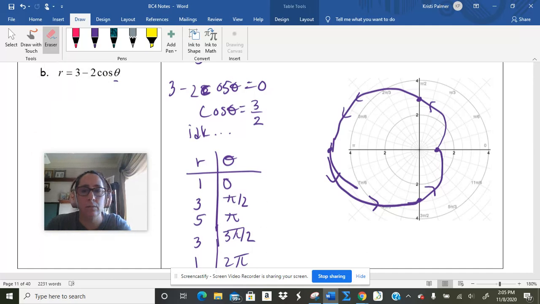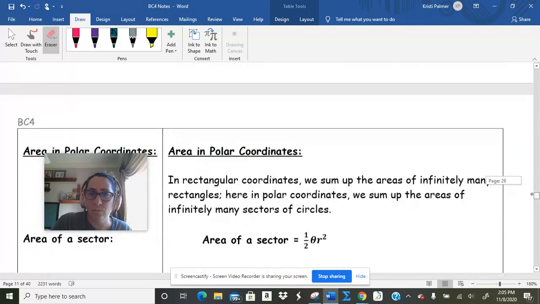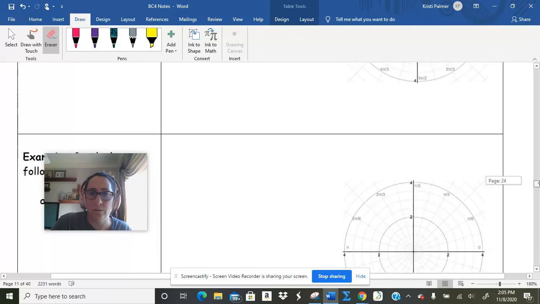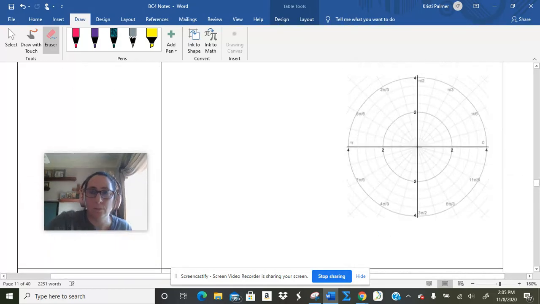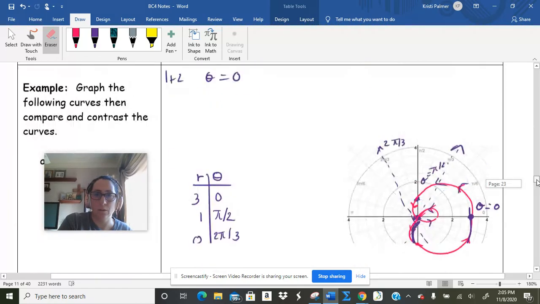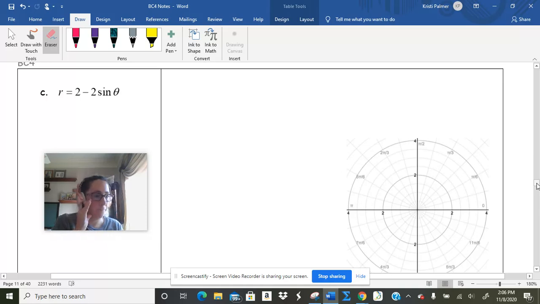Maybe. I don't know why that just stopped working. All right, so here we are. Let's find where this guy equals 0. Oh, because I had it on eraser. Why do I do that?